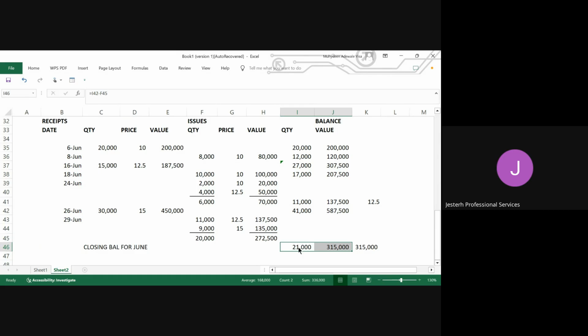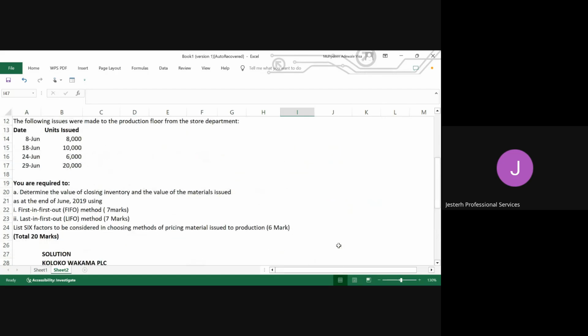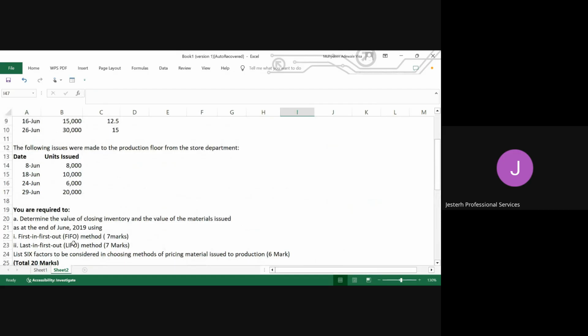So now it means at the end of the period, the company were able to close with 21,000 units of a product that value at 315,000. Now, this is what they asked us to do. This is the closing balance. It means from question number A, Roman figure 1, we are through with the questions. Once you are able to answer this one very well, then you have gotten your full 7 marks. So it's being expected once you know what you are doing.